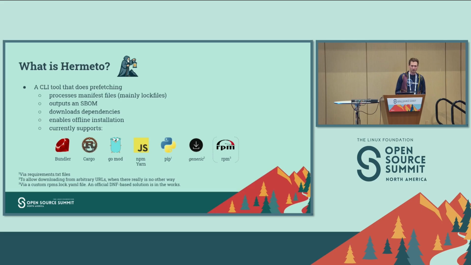Currently, Hermeto can do that for the package managers you see on screen. That's Bundler for Ruby, Cargo for Rust, Go modules, NPM and Yarn for JavaScript, and pip for Python, as well as a generic fetcher for those cases where we need to install something directly from a URL and we have no better option, and to some extent, RPM packages, but at the moment, those have many caveats, and that's a story for another time.